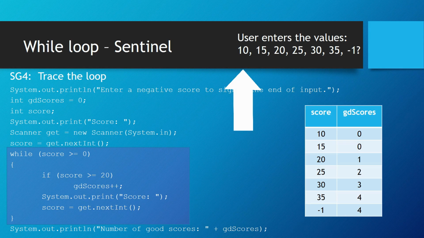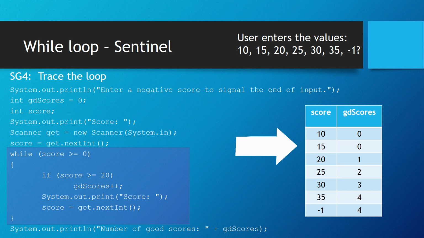Score begins with the value 10. Inside the loop, we see that the next value of score is read. The user will enter 10, 15, 20, 25, 30, 35, and -1. If the score is greater than or equal to 20, then good scores is incremented by 1. The first value, 10, is not greater than 20, so we read in the next value, 15. 15 is not greater than 20, so we read in the next value, 20.